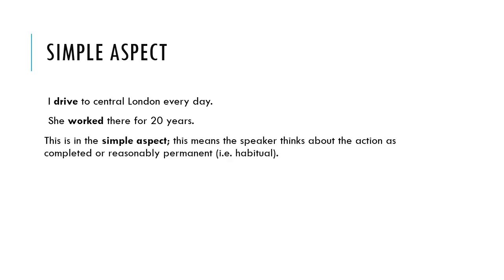Let's restart from the first aspect. It is called a simple aspect. I have two sentences here. I drive to central London every day and she worked there for 20 years. This is the simple aspect. This means that the speaker thinks about the action as completed or reasonably permanent. Even though they have different tenses, the first one is present while the second one is past, both of the sentence constructions have simple aspect. Or we call it simple present and simple past.